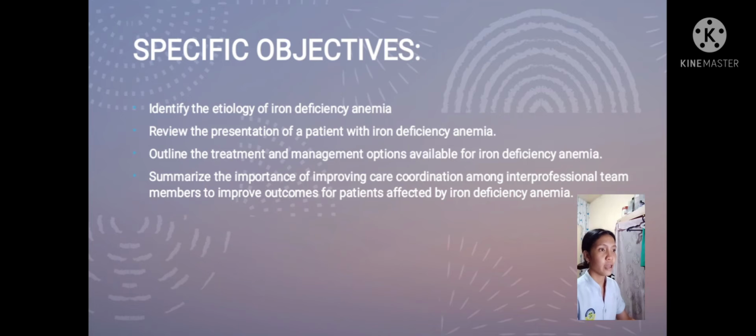First is to identify the etiology of iron deficiency anemia. Second is to review the presentation of a patient with iron deficiency anemia. Third is to outline the treatment and management options available for iron deficiency anemia. Fourth is to summarize the importance of improving care coordination among interprofessional team members to improve outcomes for patients affected by iron deficiency anemia.